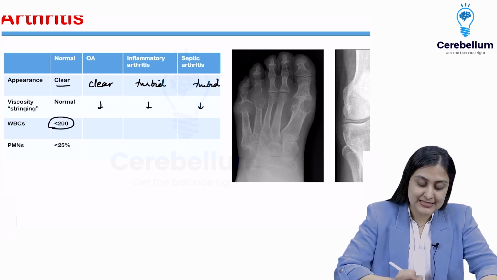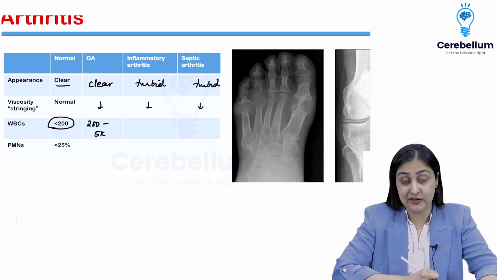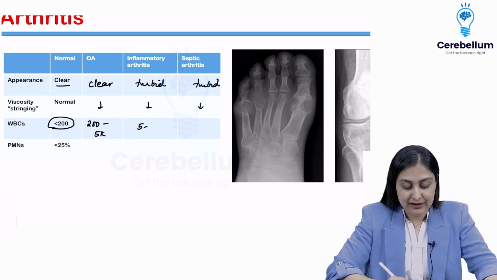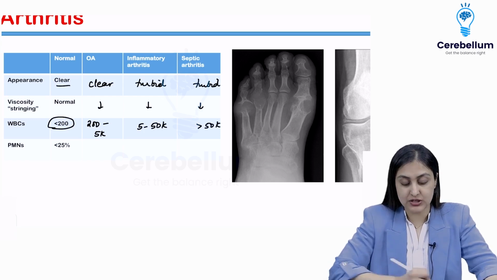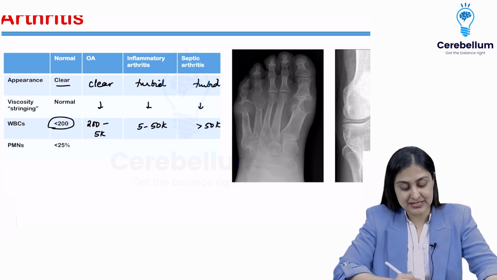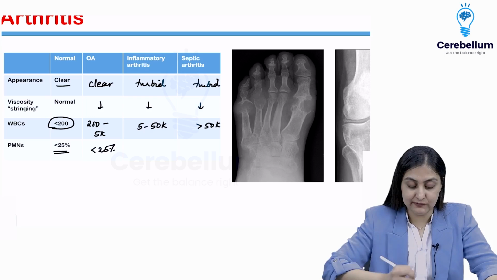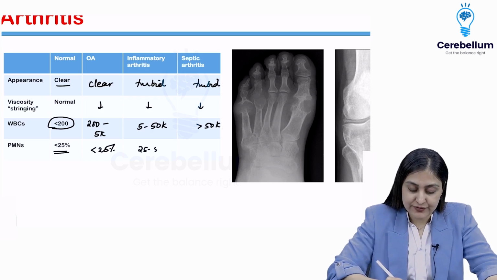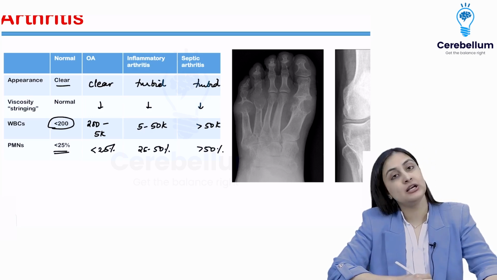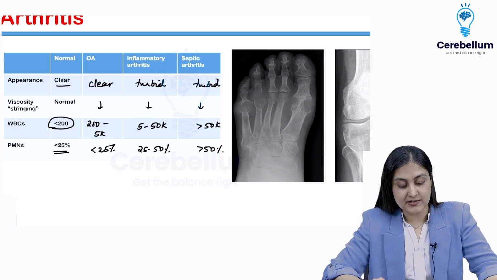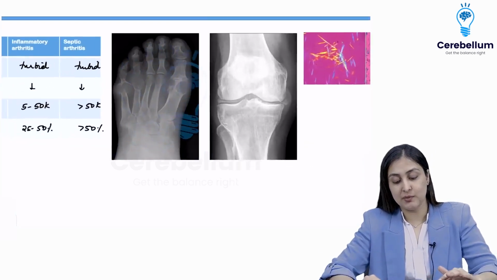WBC count normally is less than 200. In OA, it has increased to 200 to 5,000. In inflammatory, you would have a very high count of 5 to 50,000, whereas more than 50,000 count in septic arthritis would be seen, out of which polymorphs are less than 25% in non-inflammatory, 25 to 50% in inflammatory, and more than 50% in septic arthritis. Alright, so this is about the aspirates.